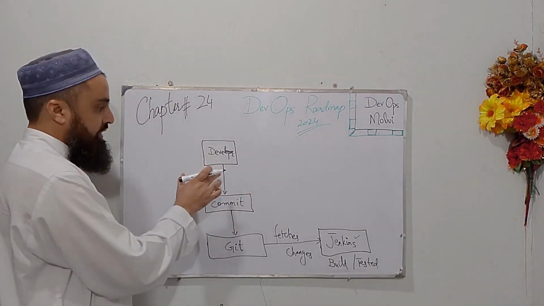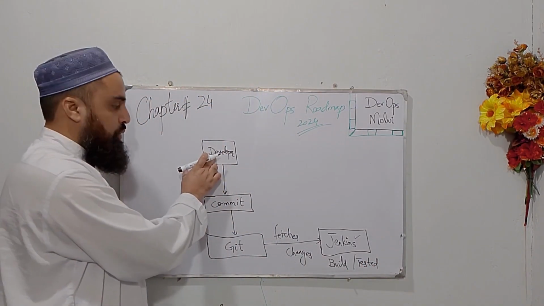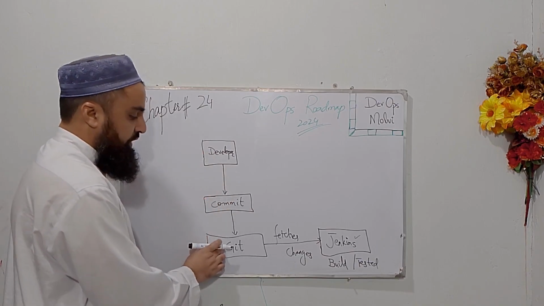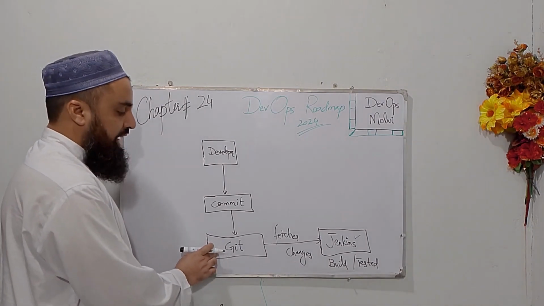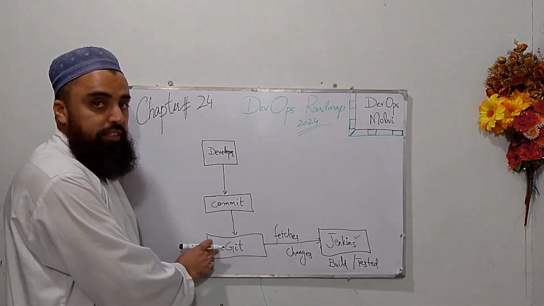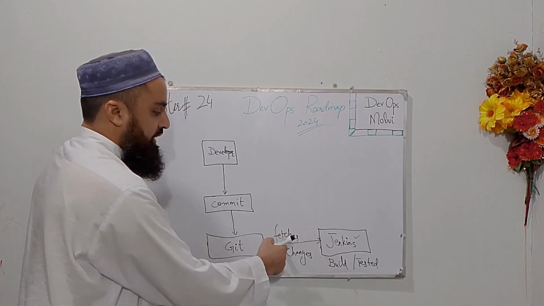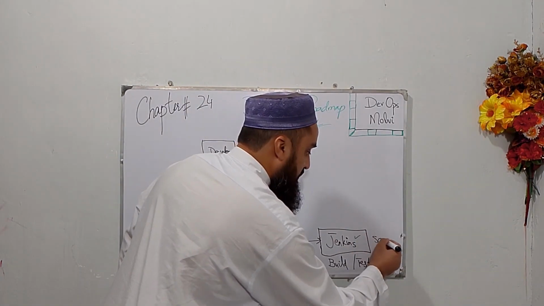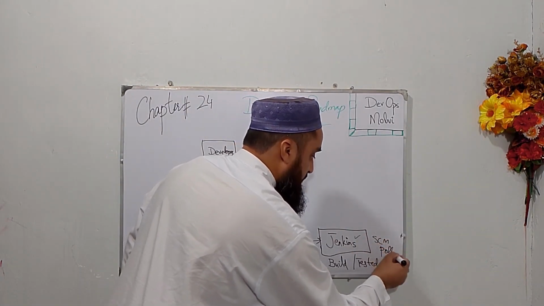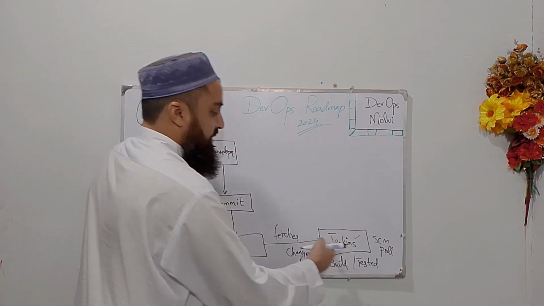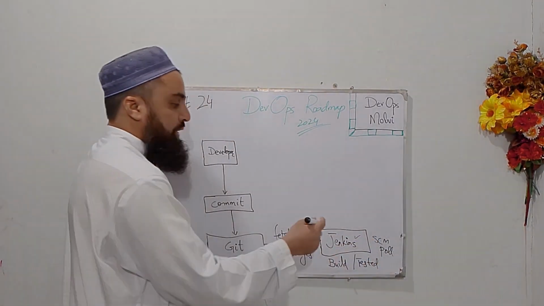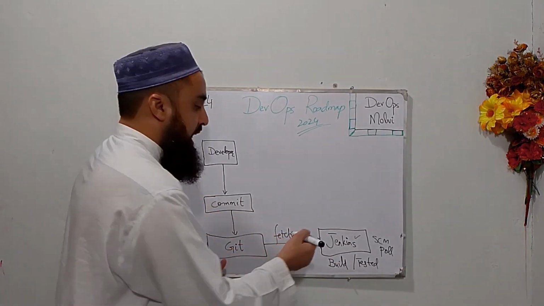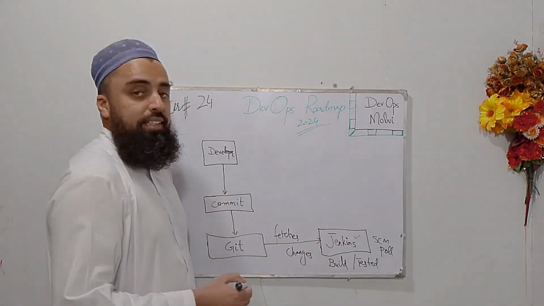Now again, the developer is writing the code and making the commits. Those commits are in the version control, Git. When there is a certain change in the code, our Jenkins server automatically fetches the changes. There is an option known as SCM poll, by the way. We will definitely see it in our Jenkins lecture. When we enable SCM poll, Jenkins fetches the changes automatically, and those changes are built and tested.